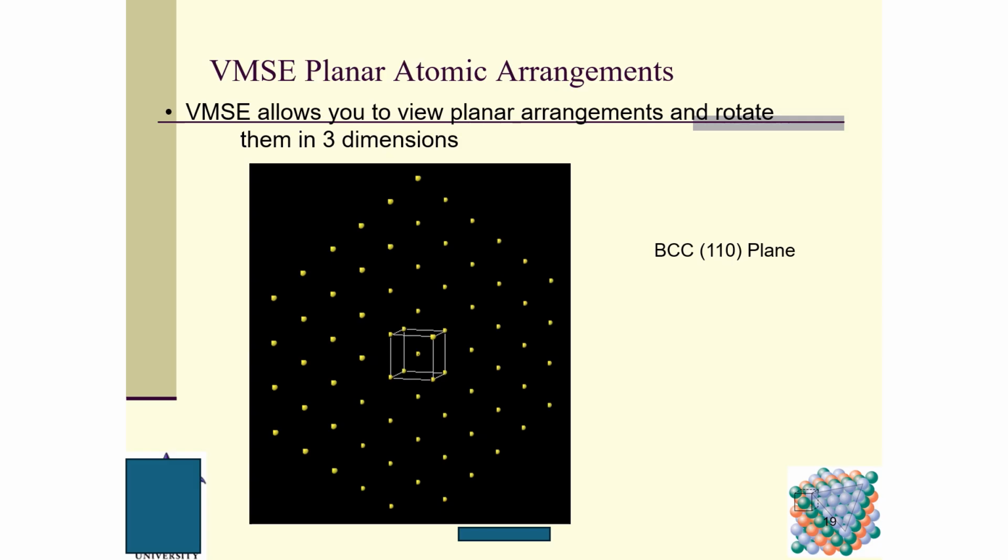This VMSE planar atomic arrangements module allows you to view planar arrangements and rotate them in 3 dimensions. Here I cannot rotate, but if you have access to the VMSE tool, you can just rotate it in any direction. So this is a BCC 110 plane.